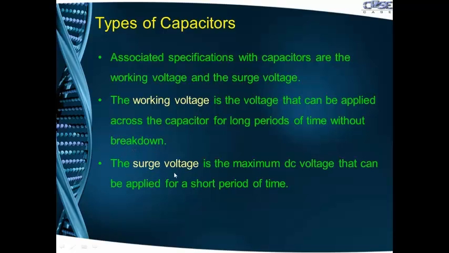However, the surge voltage is the maximum DC voltage that can be applied for a short period of time. The surge voltage is the voltage that only happens for a short period of time, and then will vanish. That voltage only returns for a very short period of time, and it is the maximum DC voltage that can be applied across the capacitor.